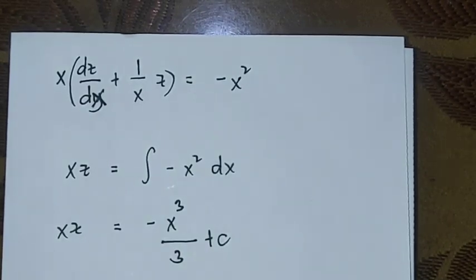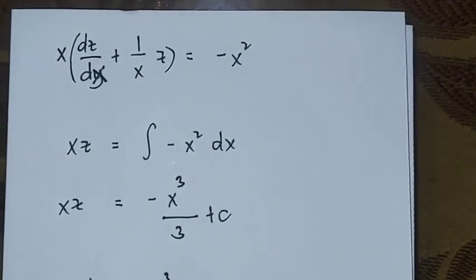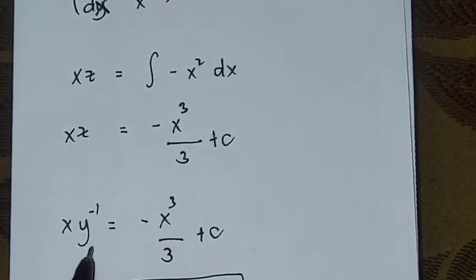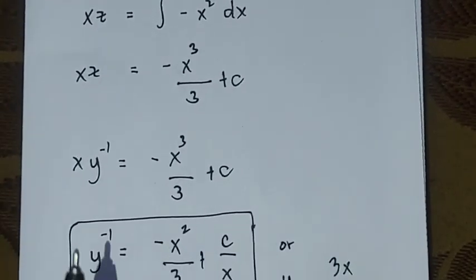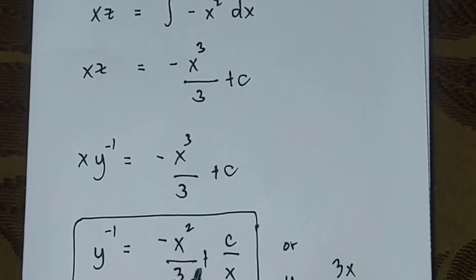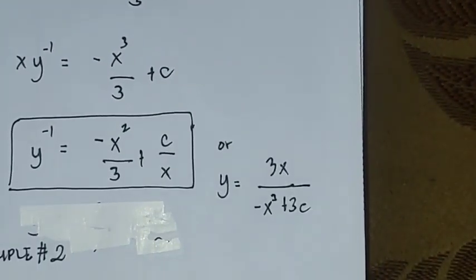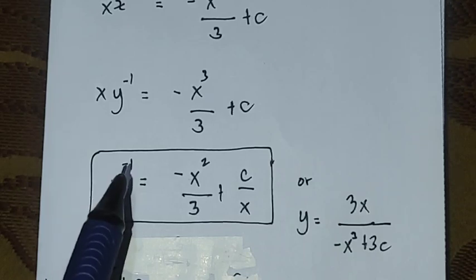Kaso, sa original problem natin, in terms of y siya. So, i-substitute natin ulit yung value ng z. Ano ba yung value ng z? Diba? Z is equal to y raised to negative 1. Tapos, negative x cubed over 3 plus c. In terms of y, divide mo yung x. Kaya naging negative x squared over 3 plus c over x. Since ito is y negative 1 or 1 over y, pag kinuha natin yung value ng y, is equal to 3x over negative x cubed plus 3c. Pero okay na ako dito sa nakabox. Basta lagay nyo lang na negative 1 dito.